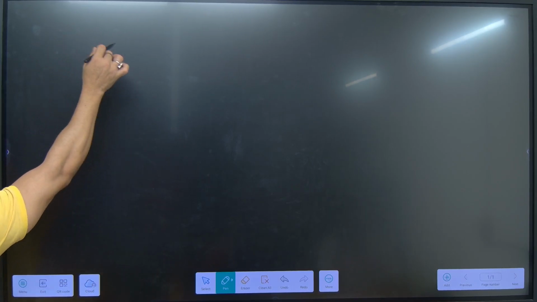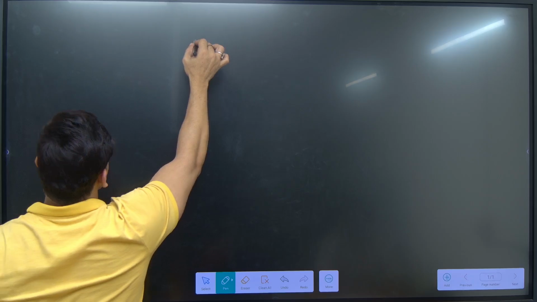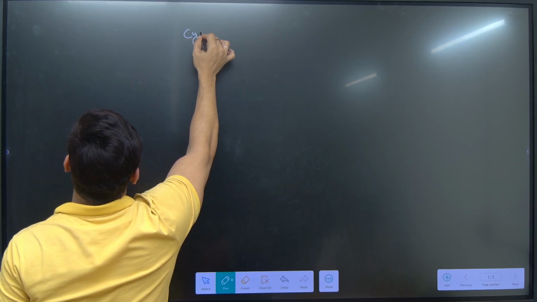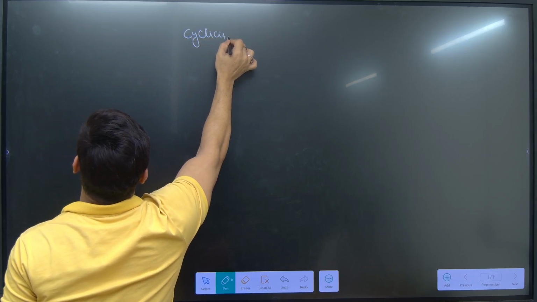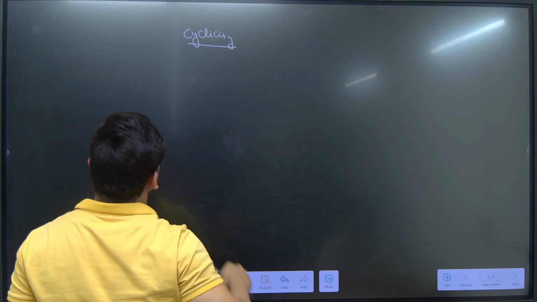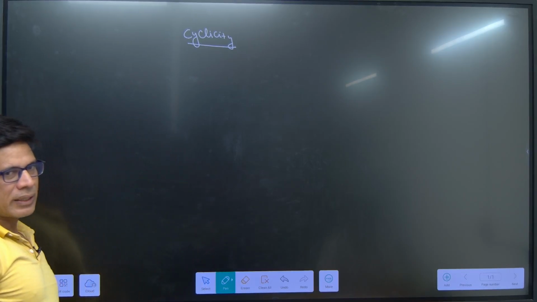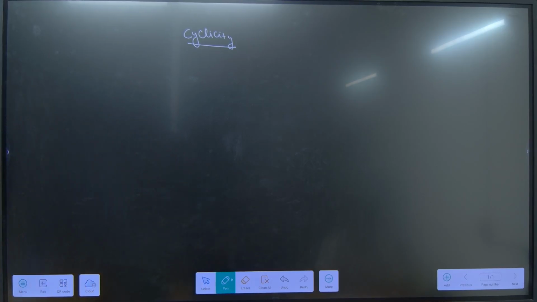Next is cyclicity. Cyclicity is all about finding the last digit of a number when it is raised to successive powers. Finding the cyclicity of the last digit means that the last digit of a number will repeat after some time, right?